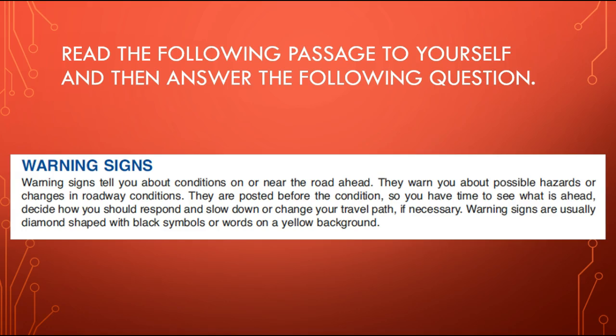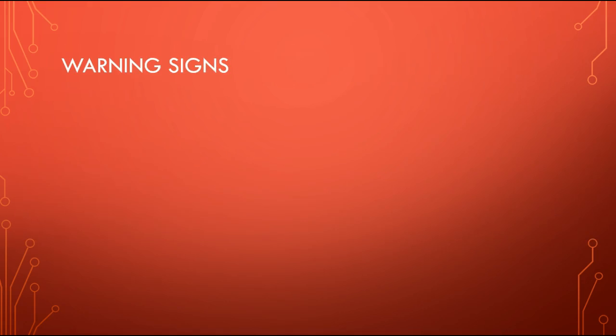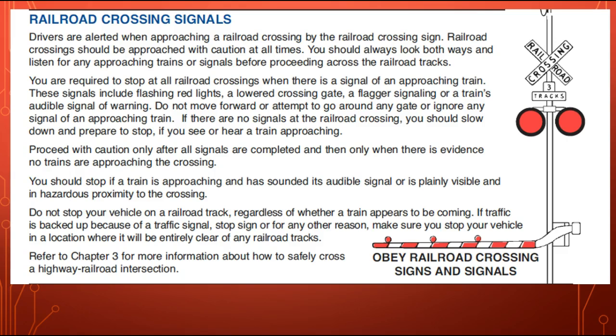Read the following passage to yourself and then answer the following questions. Please be sure to hit pause at this point in the video to read the passage yourself. Now you will have a question on warning signs. This passage is larger regarding railroad crossing signals. We will read it together and then have a question.